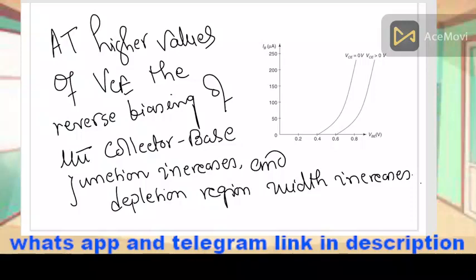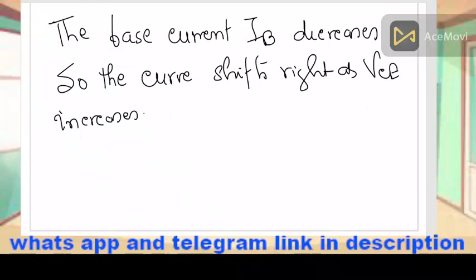This is a particular type of phenomenon that I will explain later in this lecture. Now what happens? The base current IB decreases, so the graph shifts to the right. As you go on increasing VCE, the graph goes on shifting towards the right. Many times during the experiment, this is the VCE = 0 graph, and for any value of VCE greater than 0, the graph should be to the right of the VCE = 0 graph.